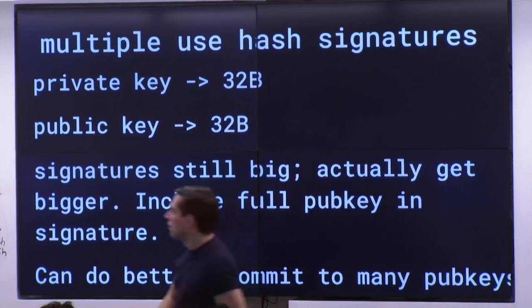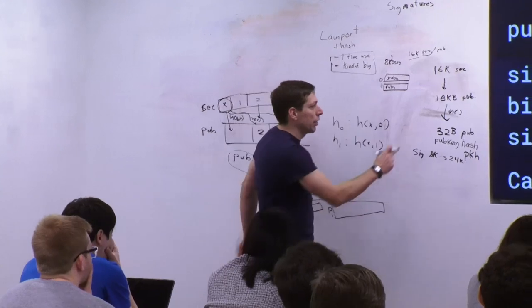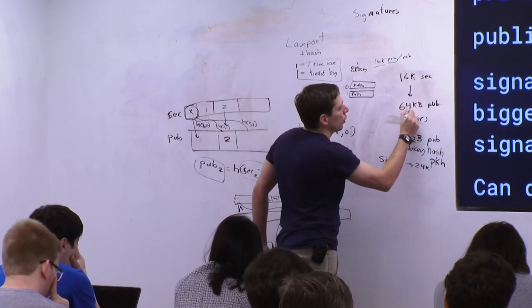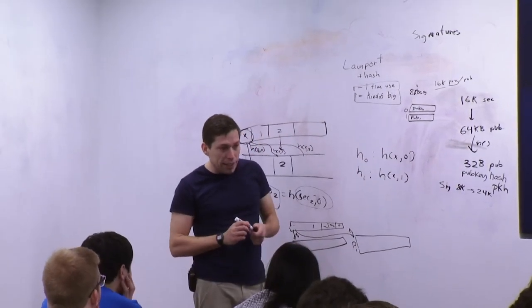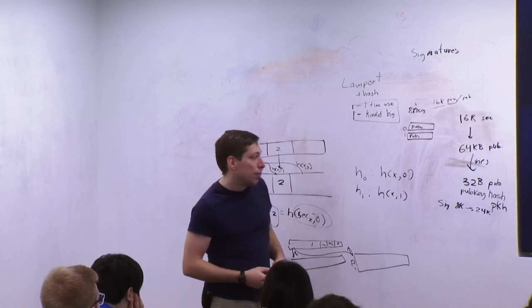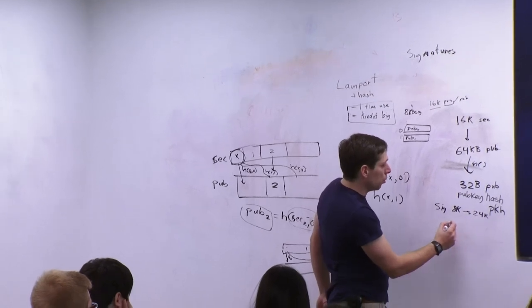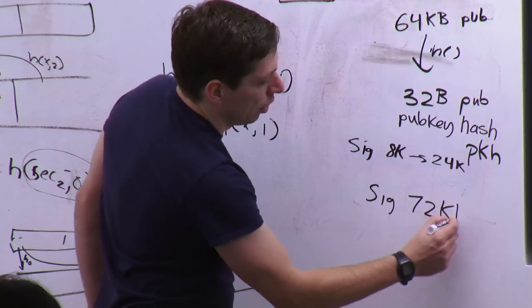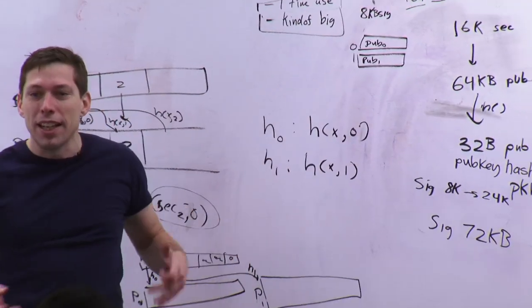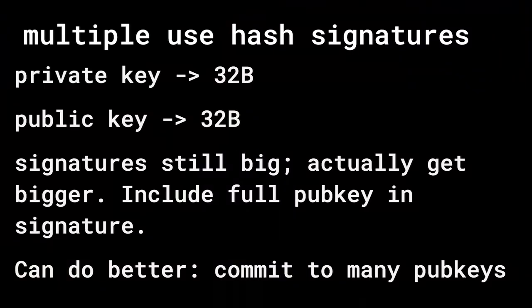And let's say we make a bunch of public keys and commit to them at the outset. So you say, okay, I've got a 64 kilobyte pub key. I can commit to the whole thing by hashing it. However, then when I reveal and want to give you a signature, my signature would be 72 kilobytes. Kind of huge. So I can add a bunch of keys, but I'm just pushing the problem somewhere else, into the signature, right? There's a better way to commit to many public keys.